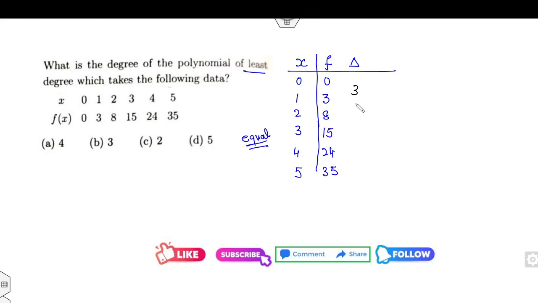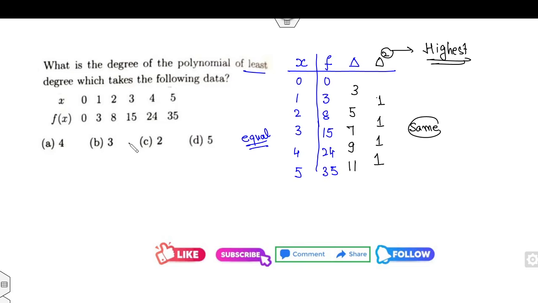Simply subtract them: 3, 5, 7, 9, 11. Second divided difference: 2 divided by 2 is 1, 2 divided by 2 is 1, and so on. Now you can see they are the same. So what is the highest degree? This is my highest degree. So the highest degree is 2, which is the right answer to this problem.